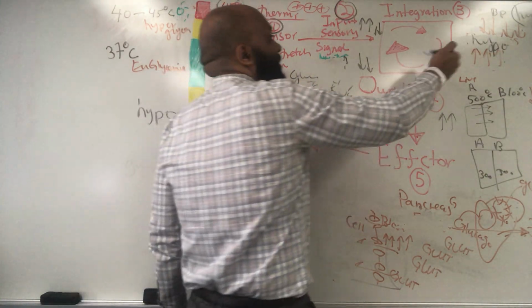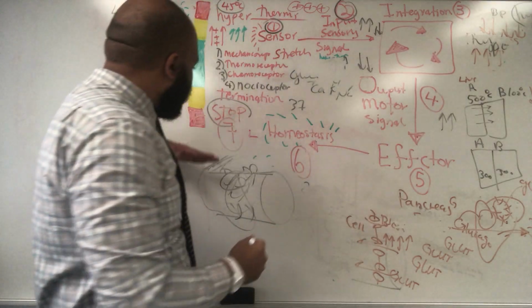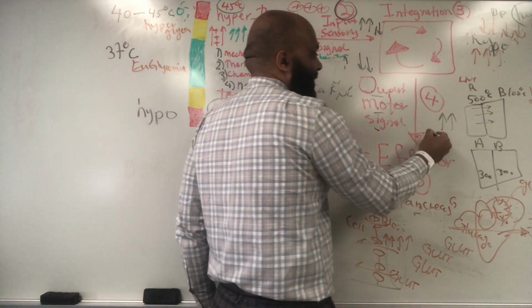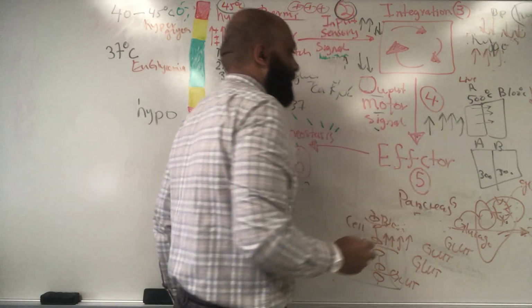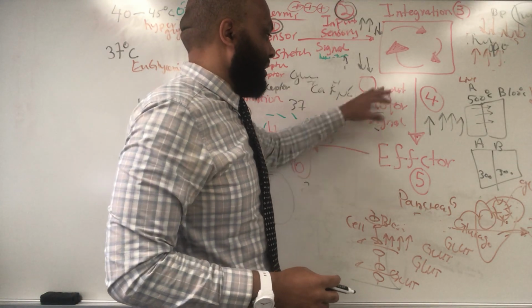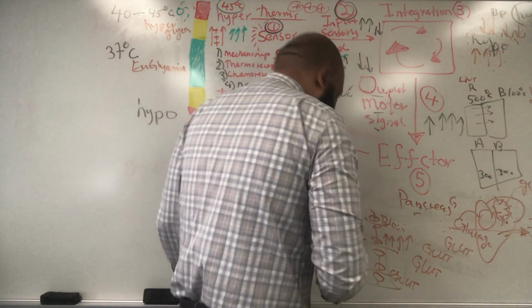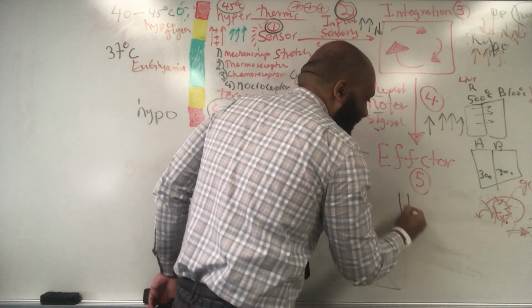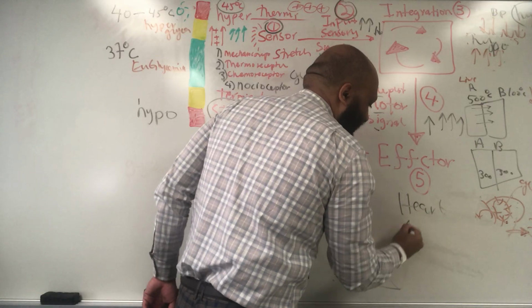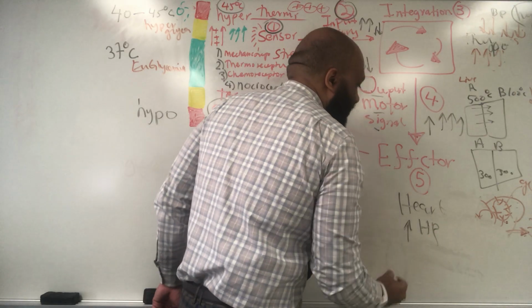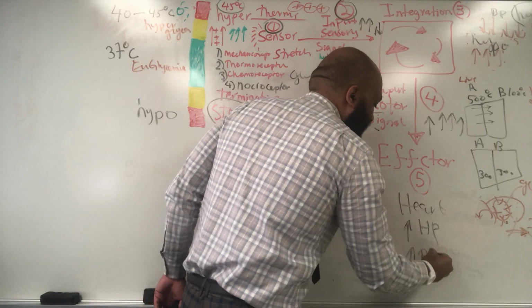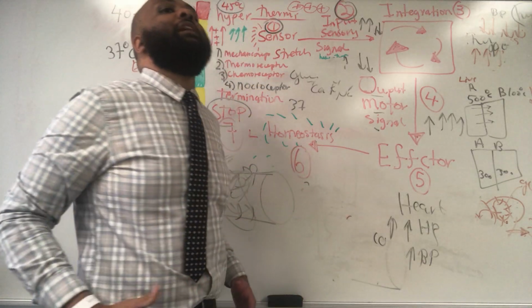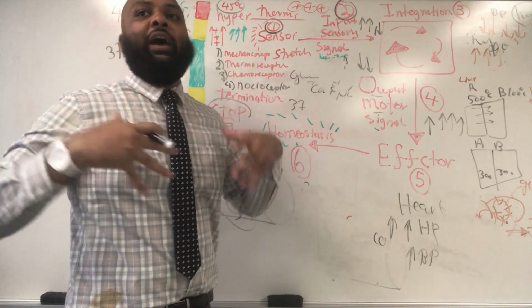Negative feedback. So that means we need to increase the pressure now. We went to hypotension, we need to come back up. So now the output motor signal is going to be to increase the pressure. When the pressure has increased, the effector here is not going to be my pancreas anymore because I'm not dealing with sugar. Who's going to be my effector now? My heart. So my heart is going to increase the heart rate, increase the blood pressure, and increase contractility, and now blood is going to start flowing back to your brain.